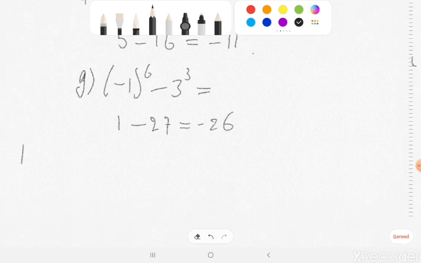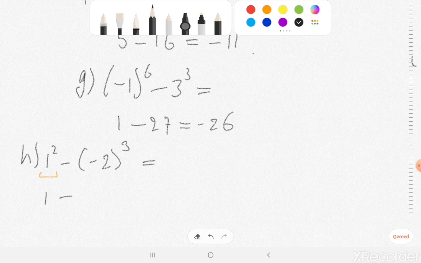Then we are at H, and H is 1 squared minus, inside the bracket, minus 2 to the power of 3. Step number 1 is 1 squared, so that's just 1. I copy the minus, because I'm going to do the powers first, and minus 2 to the power of 3 is minus 8. So you will create two minuses together, and we know that if we have two minuses together, we can change it in a plus. So 1 plus 8, and that's 9.